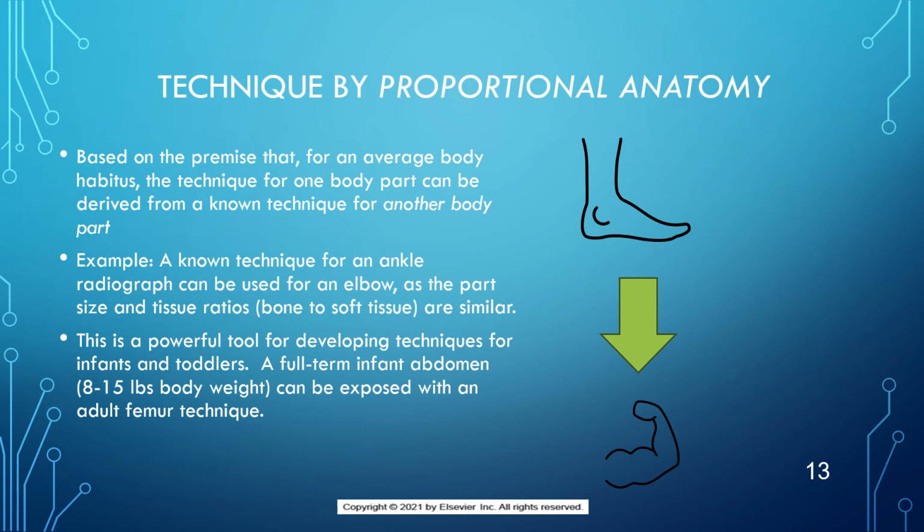Way back when we were first learning about technique, I said, you know that if you know an ankle technique, you also know an elbow technique. And that's because those body parts are basically the same size, and so the physics is consistent. The amount of kilovoltage you need to penetrate the elbow is basically the same amount you need to penetrate the ankle, okay? Because the thicknesses are very similar. Ankles maybe a little bit thinner, not significantly. And so that's the proportional anatomy approach.